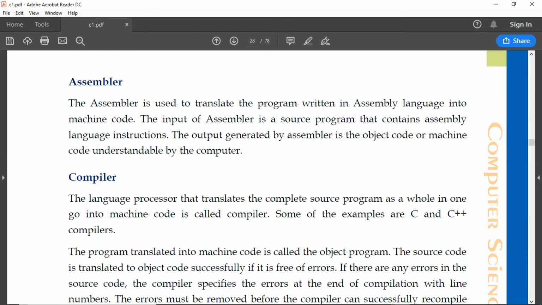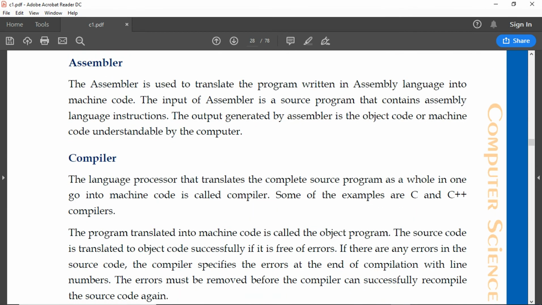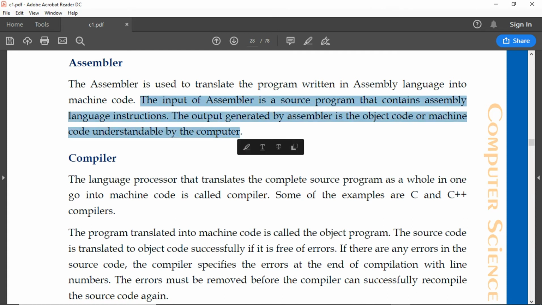Assembler. The assembler is used to translate the program written in assembly language into machine code. The input of the assembler is a source program that contains assembly language instructions. The output generated by the assembler is the object code or machine code understandable by the computer.